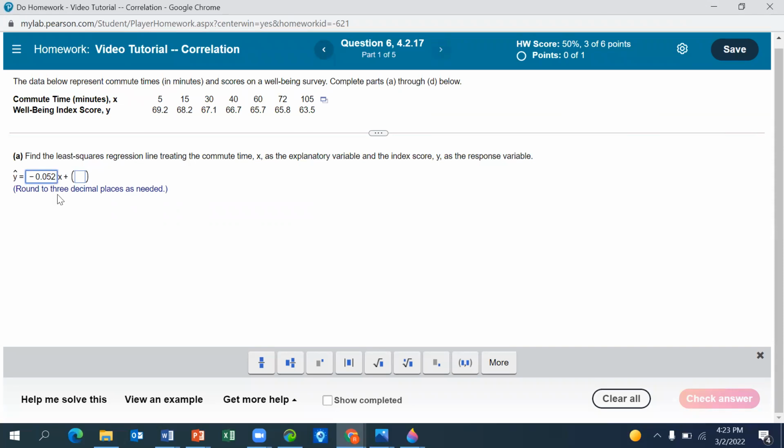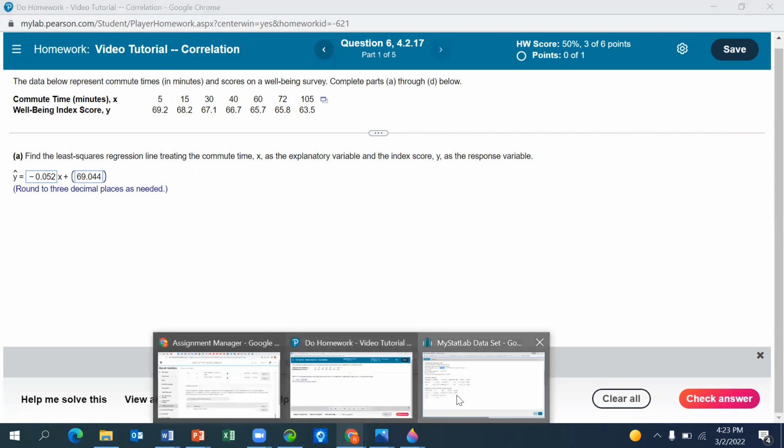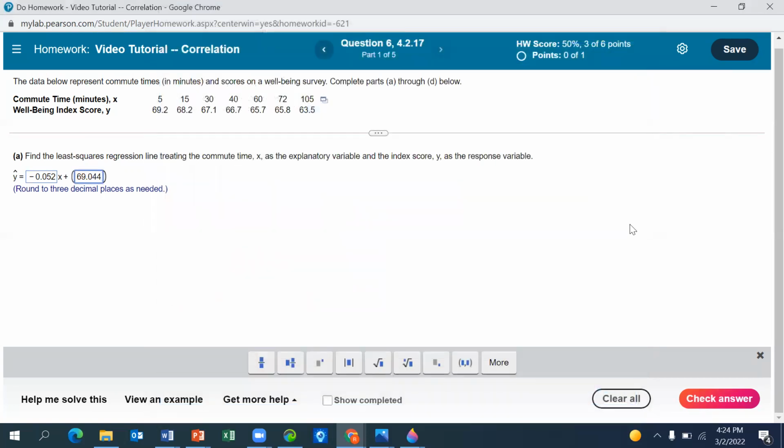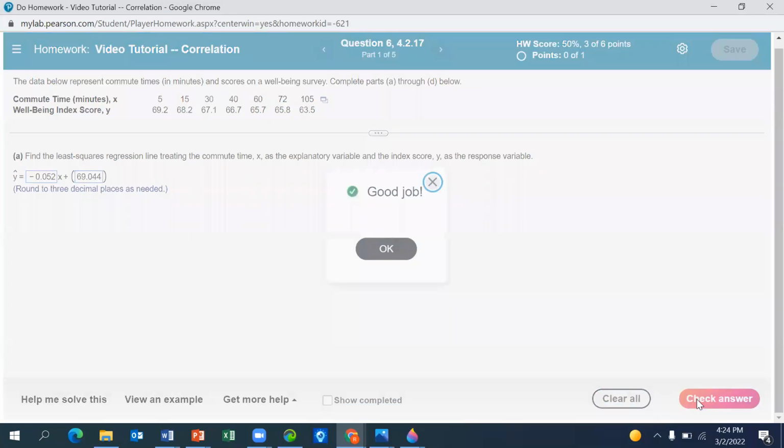So here we have 3 digits after the decimal point, and here you have 69.044. I want to go over this again to make sure you guys understand this. Let me minimize it a bit so you can compare it. So this is the slope. This is this one. Okay, and don't forget the negative 0.052, 3 digits after the decimal point. And this one would be your y-intercept. Again, 3 digits after the decimal point. So we are done. Let's check our answer. And here's our answer, it's correct. And this is our problem.